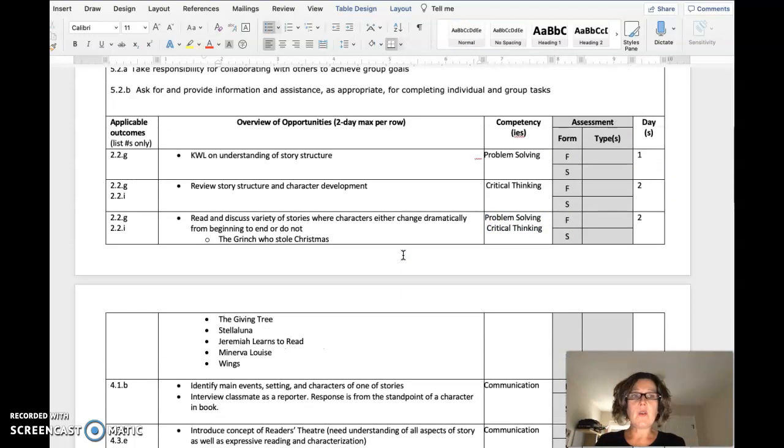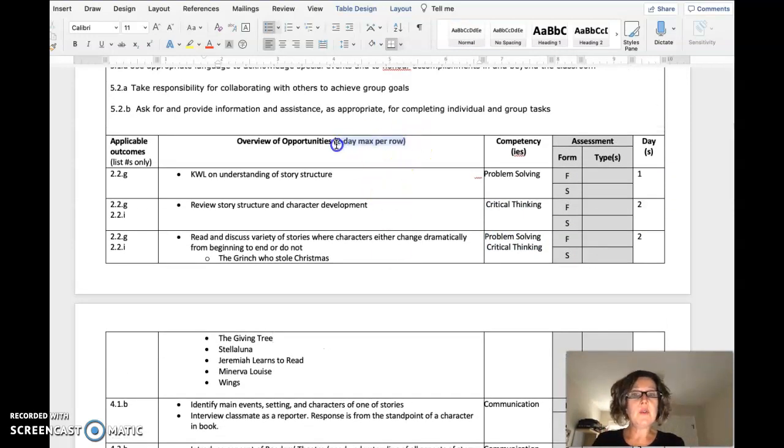Okay, so we only want you to do 2 days max per row, because if I'm going to do this over 5 days, it just gets harder, because ultimately you're going to take this and then create a lesson plan around this. So if you have too many things in one box, it's too difficult to then make a lesson plan.